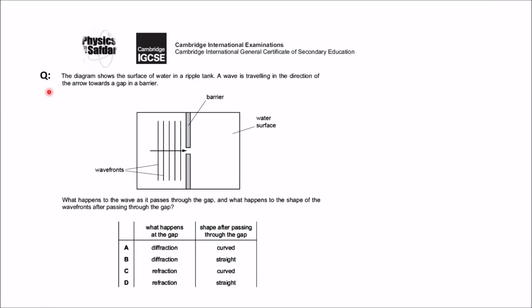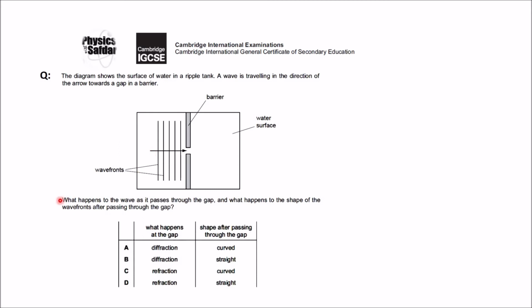This is question number 4. The diagram shows the surface of water in a ripple tank. A wave is traveling in the direction of the arrow towards a gap in a barrier. Look at the diagram. These vertical portions are barriers and these vertical lines are called wavefronts. The arrow indicates the direction of water wave travel, left to right.